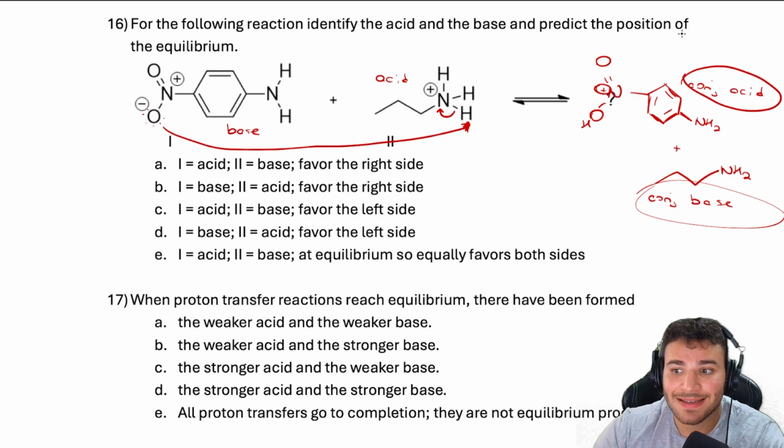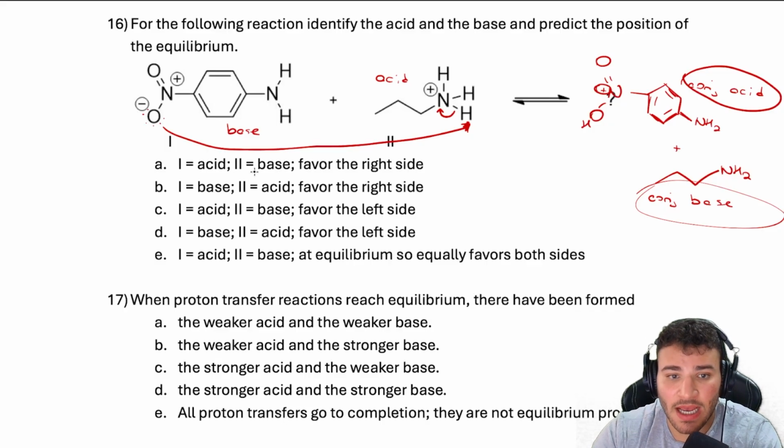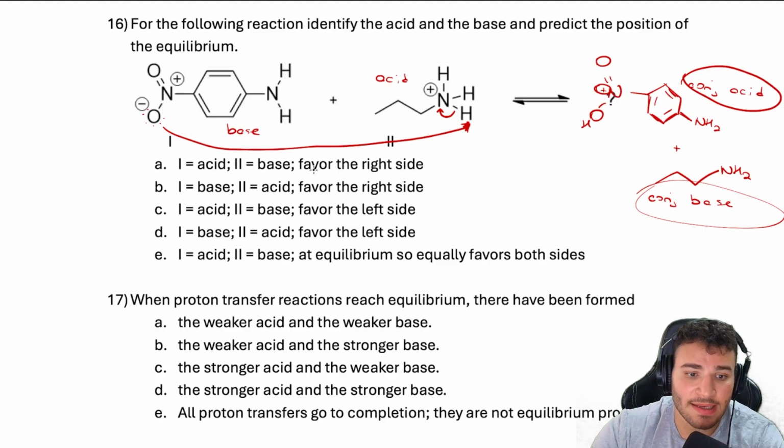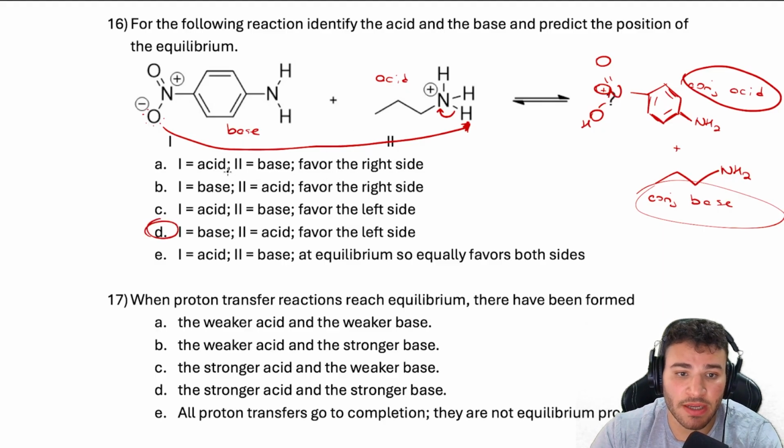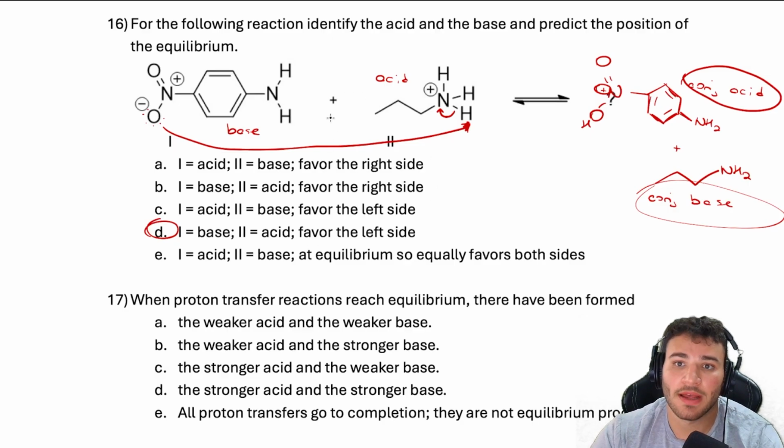Because of that, since the products on the right side are stronger than the reactants on the left side, the reaction will generally move to the left. And so we can say that answer choice D matches our prediction, right? Structure 1 is the base, structure 2 is the acid, and it's going to favor the left side.